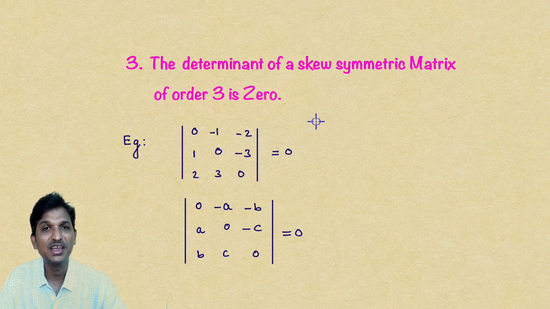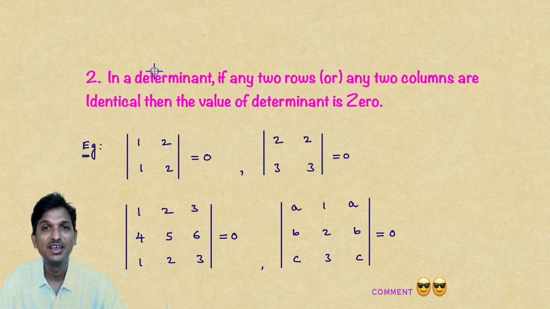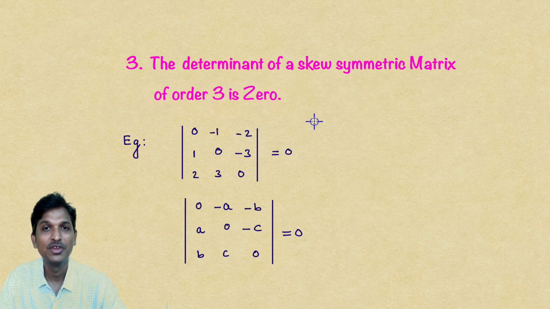What is the first property? In a determinant, if all the elements of any row or any column are 0, then the value of the determinant is 0. What is the second property? In a determinant, if any 2 rows or any 2 columns are identical, then the value of the determinant is 0. What is the third property? The determinant of a skew symmetric matrix of order 3 is 0. That's good. You learned 3 properties.